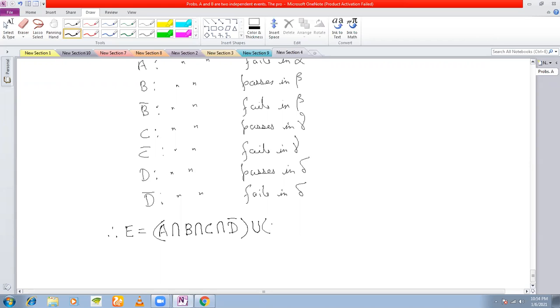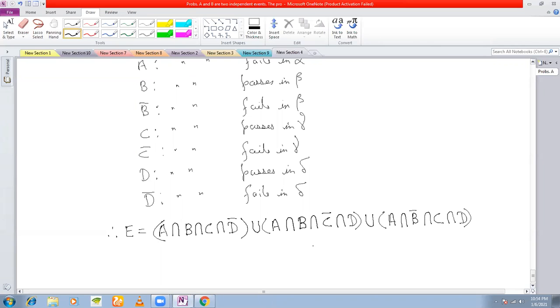What is the next way of qualifying? He passes in alpha, because he has to pass in alpha. Next, he passes in beta, he fails in gamma, and he passes in delta. This is another way of qualifying. Next, he passes in alpha, he fails in beta, he passes in gamma, and he passes in delta.